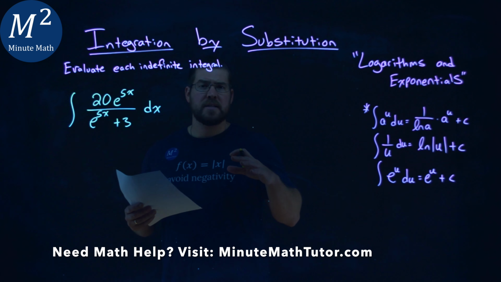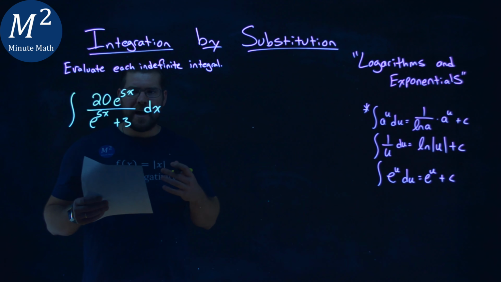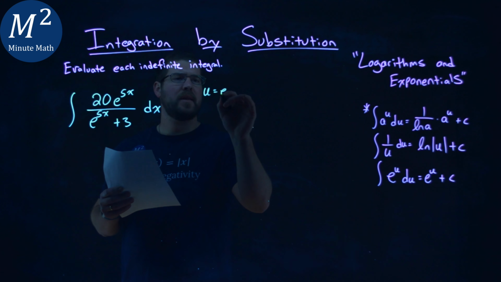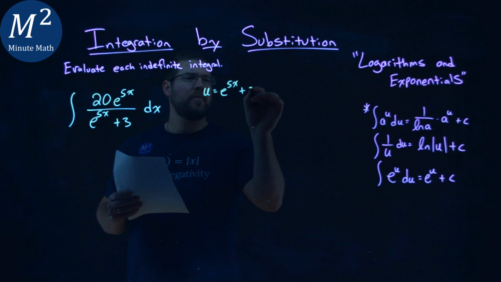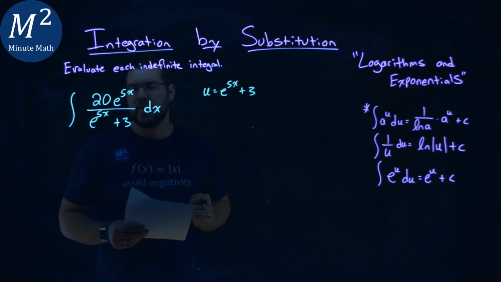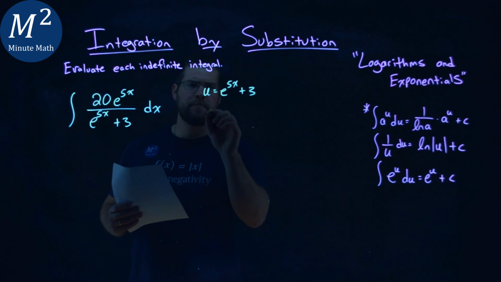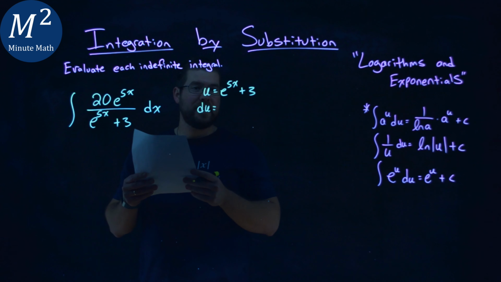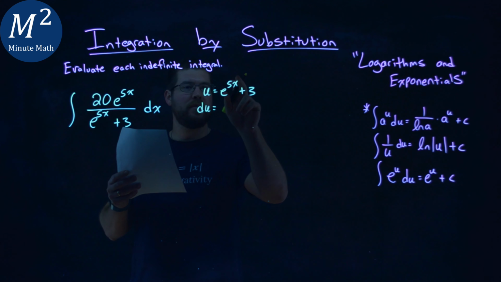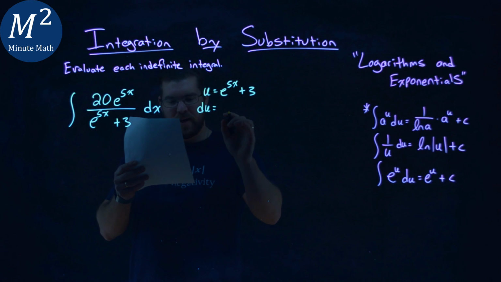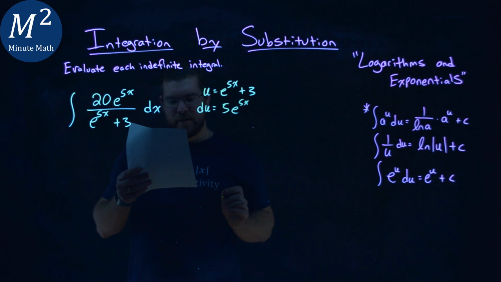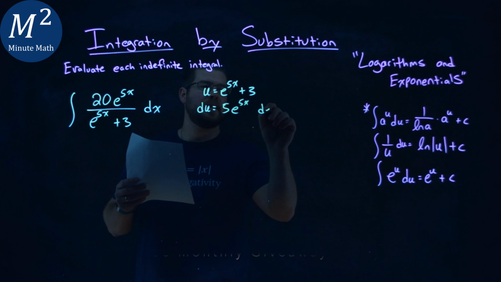Now we first need to find a u value here, and I actually like to deal with my denominator. I'm going to set my u to be the denominator, e to the 5x power plus 3. Now we want to derive this and see if we can shape our function here. So we have du, the derivative of e to the 5x plus 3, derivative of the top part, 5x is 5. Then we have e to the 5x again, don't worry about plus 3, and dx.